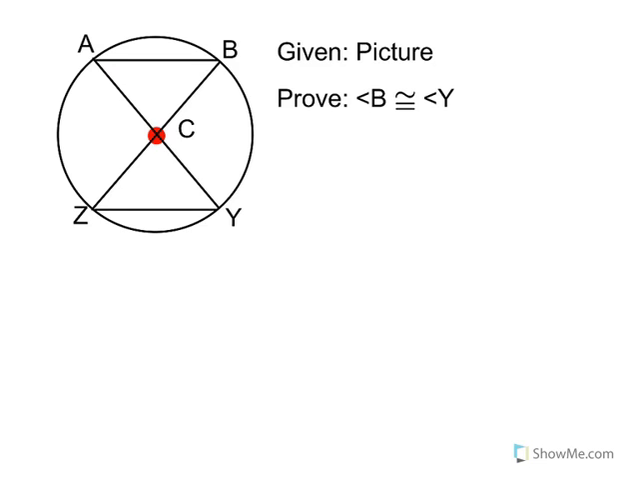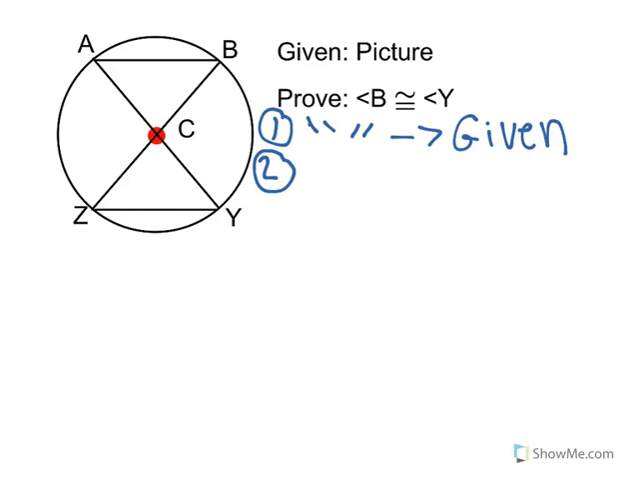Okay, so one more example. Given to us is the picture, and we're trying to prove that angle B will be congruent to angle Y. So start with our given. And now let's see if there's anything else that we can conclude based on the picture, since that's all we have. The red dot where C is the center of our circle, which means that from C to Z, C to Y, C to B, and C to A are all radii in the same circle, which means that those would all be congruent to each other.